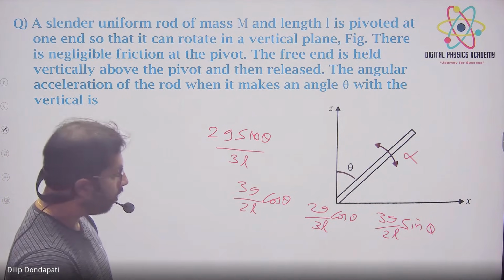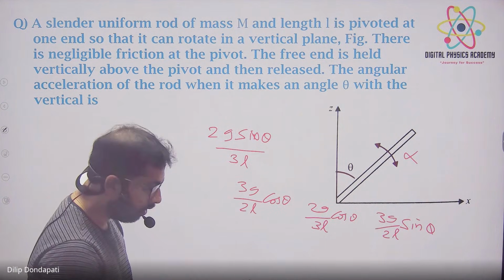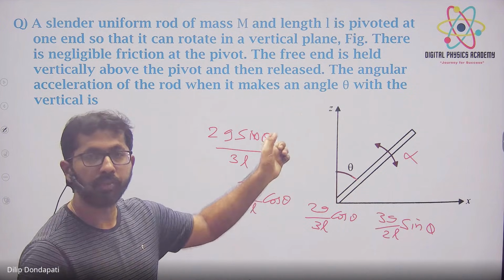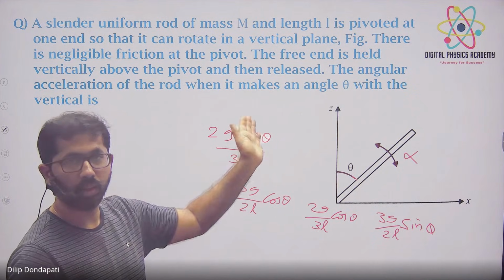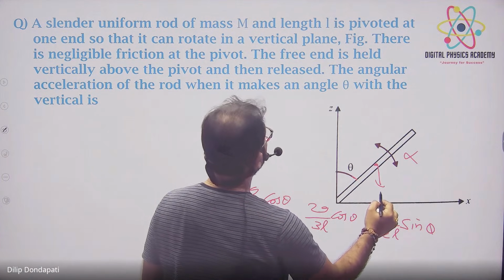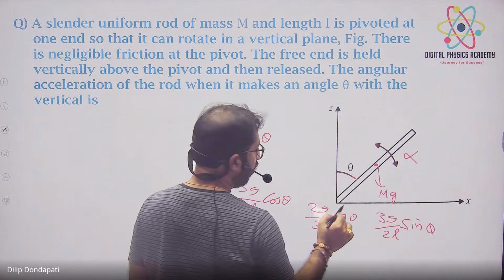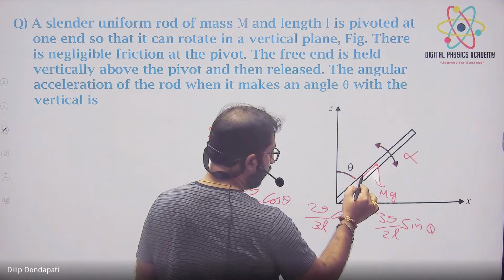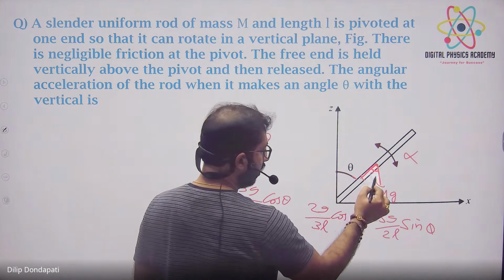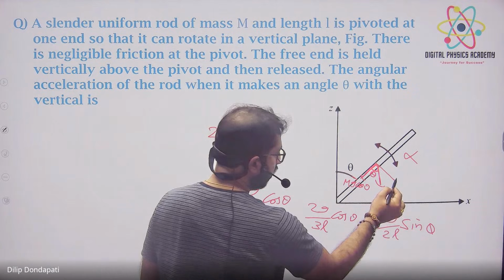Simply, you tell me why it is falling down, because of which force it is falling down. Which force is making it rotate in a clockwise direction? Mg. So here Mg. How much is this angle? The angle between rod and vertical is theta. So tell me what are the components here? Mg cos theta and Mg sin theta.